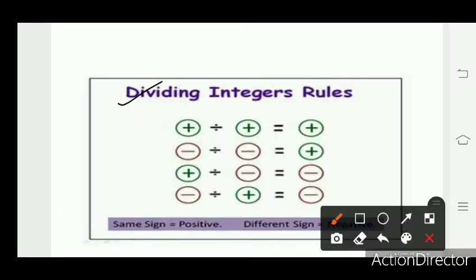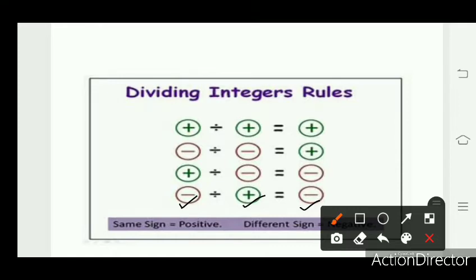Now the dividing integers rule. When we divide a positive number by a positive number, we get our quotient in positive. Now when we divide a negative number by a negative number, we get our quotient in positive. Now when we divide one positive and one negative number, we get our quotient in negative. Now when we divide one negative and one positive number, we get our quotient in negative.